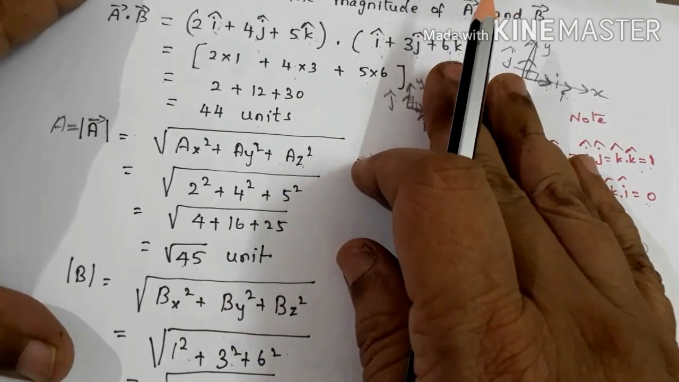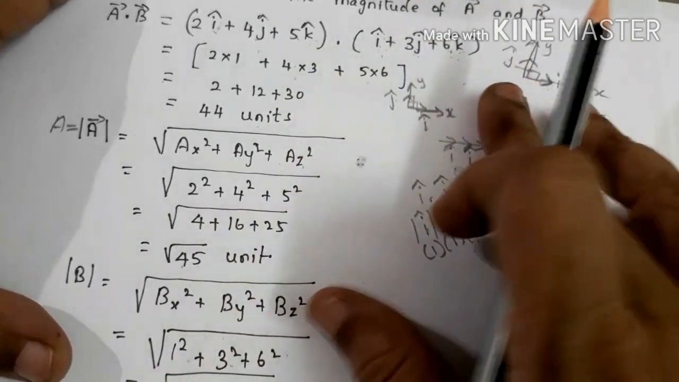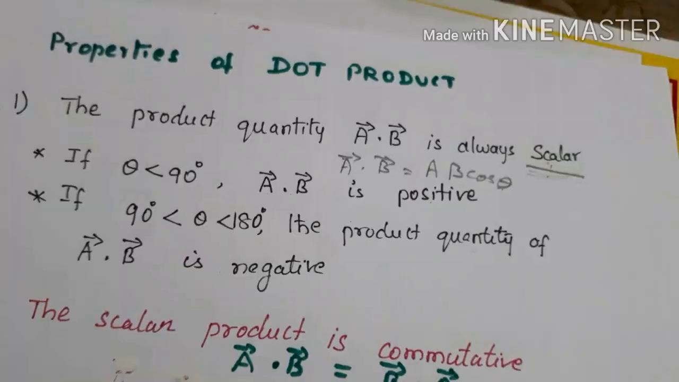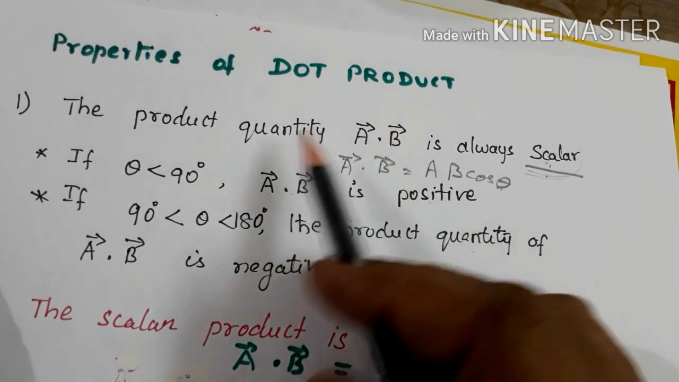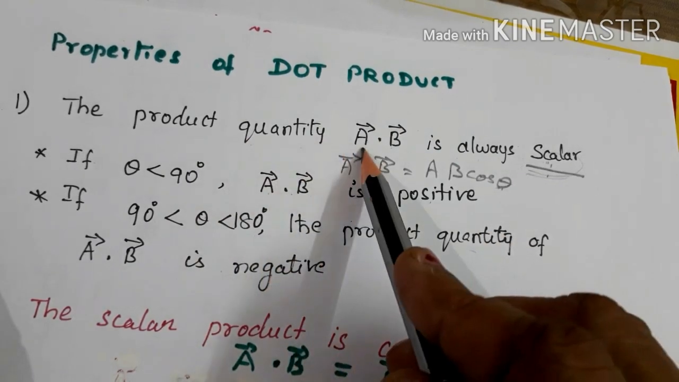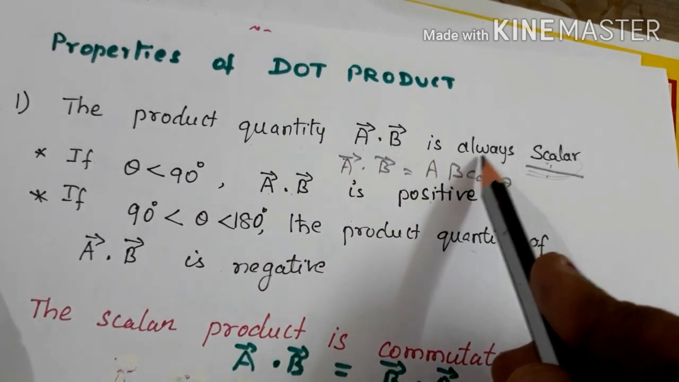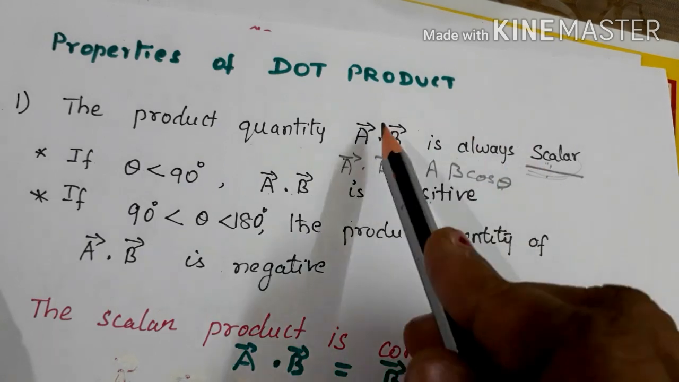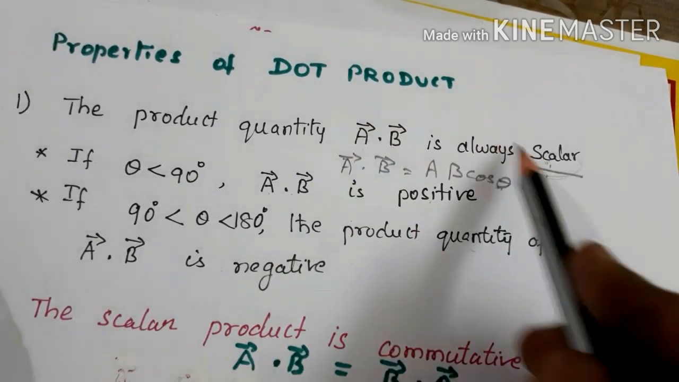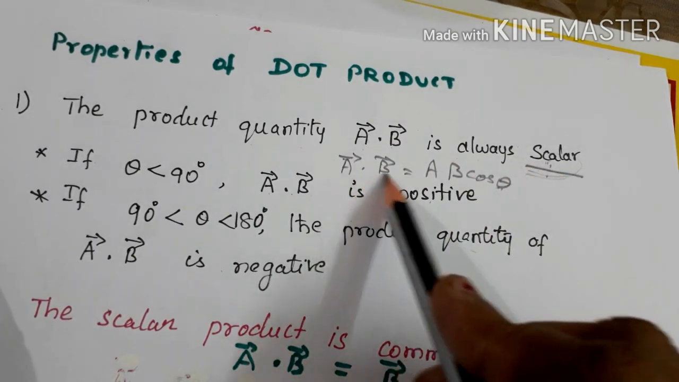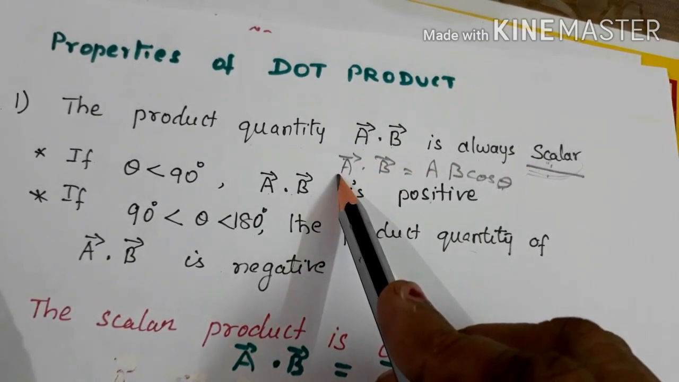Before going to the properties, you just learn how to find the dot product, children. Now we will learn the properties of the dot product. The first property is the product quantity. A vector dot B vector is always a scalar, right? The dot product of these two will be a scalar. That is the definition of the dot product. I hope you remember. This is the formula we already discussed.